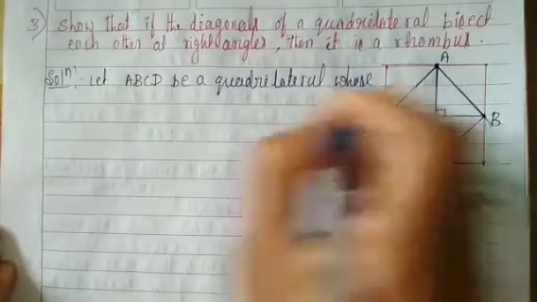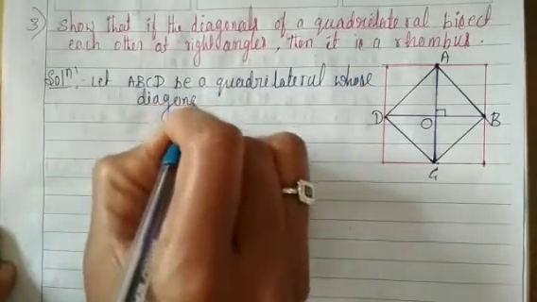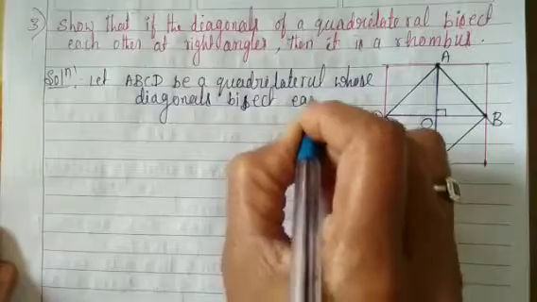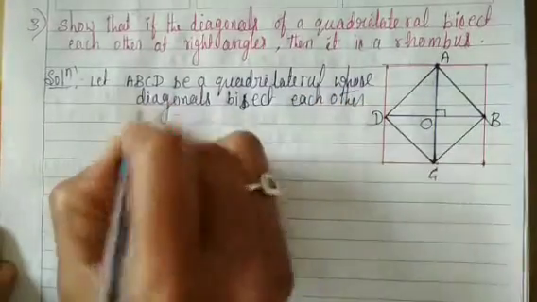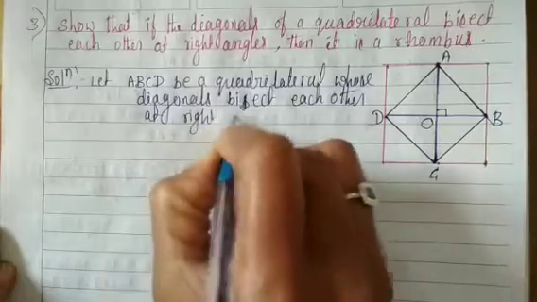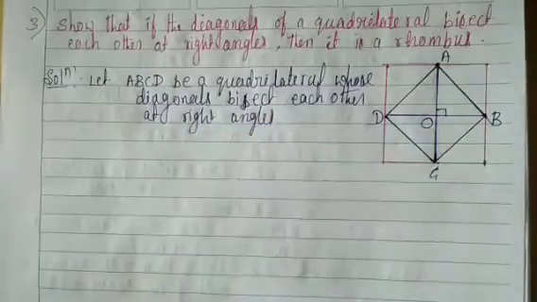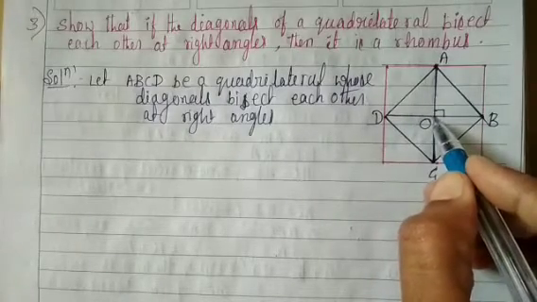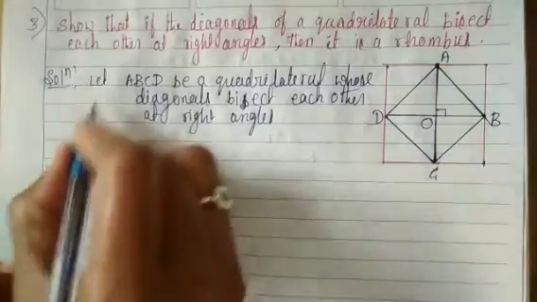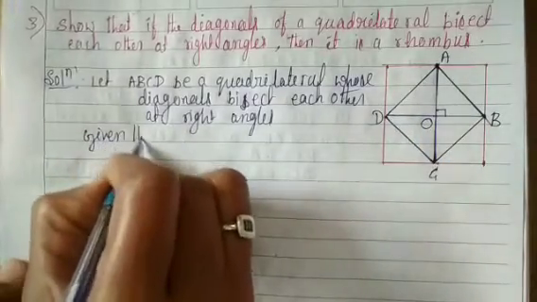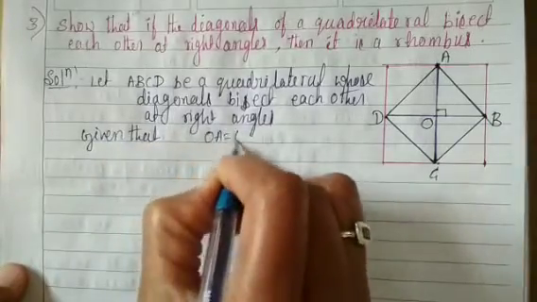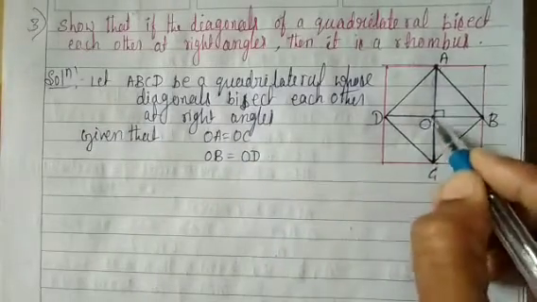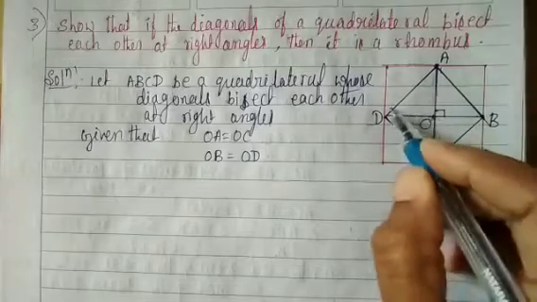Let ABCD be a quadrilateral whose diagonals bisect each other at right angles. Dear students, look at this figure. AC and BD are the diagonals that bisect each other at the point O at right angles. Given that OA is equal to OC and OB is equal to OD.